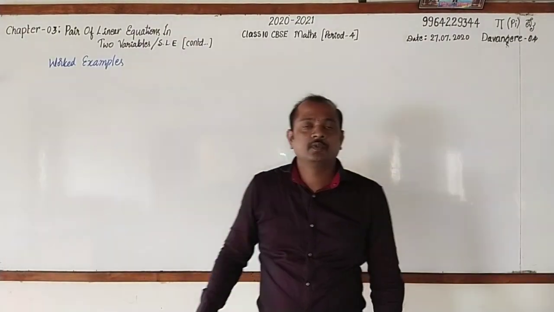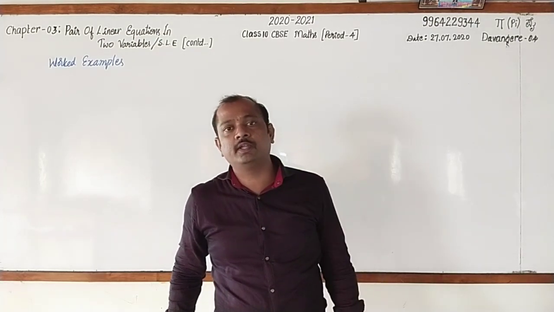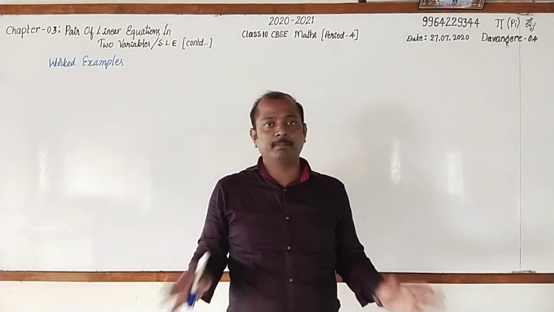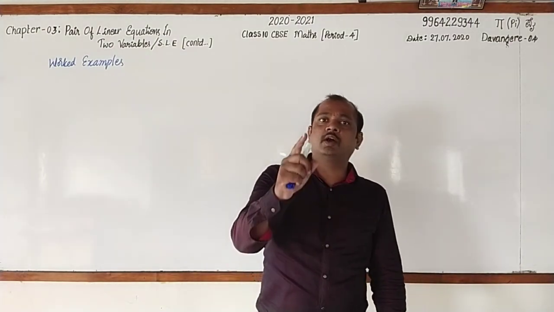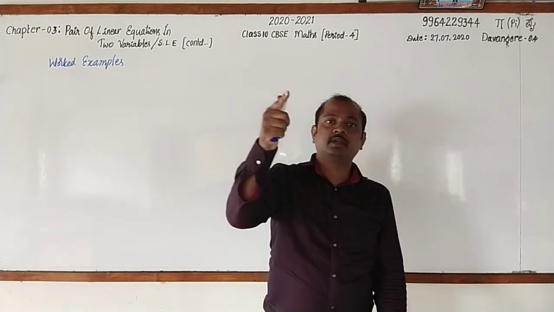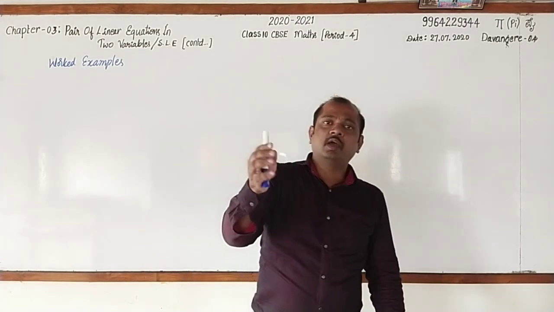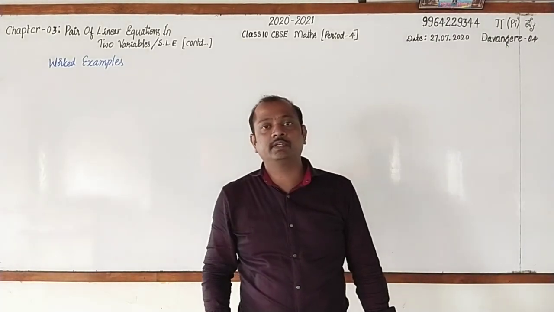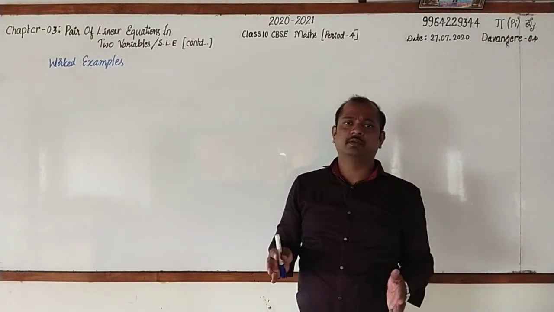Dear students, so far we learned how to find the solutions of the given pair of linear equations in two variables by the graphical method, and it has been completed. Now we will move on to the algebraic method. You all know that in the algebraic method we have three sub-methods. One is elimination, second is substitution, and third is cross multiplication. I have given this information in increasing order of their difficulty. First, we will move on to the elimination method, which is so simple.